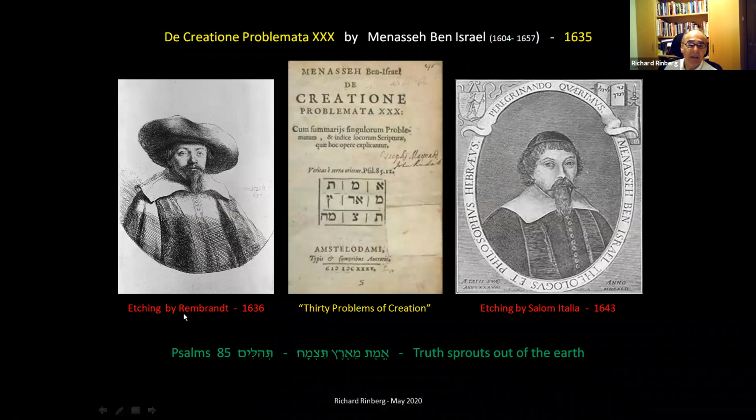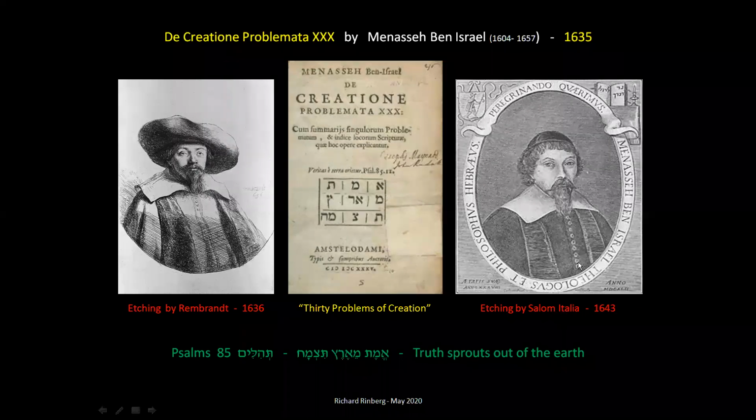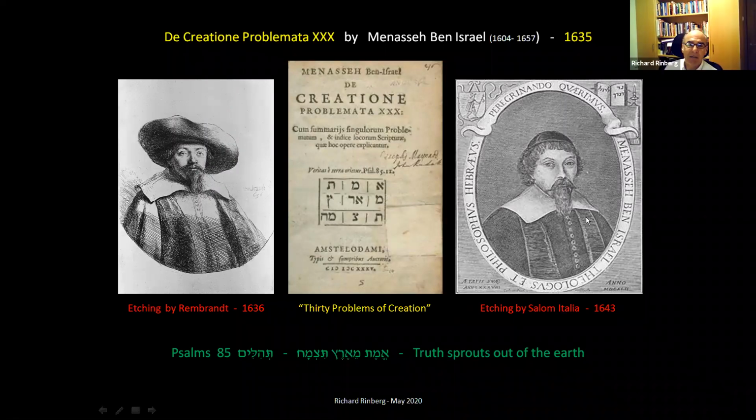And in fact, this is an etching by Rembrandt. And there is disagreement actually as to whether this is Manasseh ben Israel, but generally across the years, certainly it's been accepted as his picture. There's no argument about this because it actually says Manasseh ben Israel and actually says Salam Italia, it's in a book. So we know who produced it. So we know this is Manasseh ben Israel.